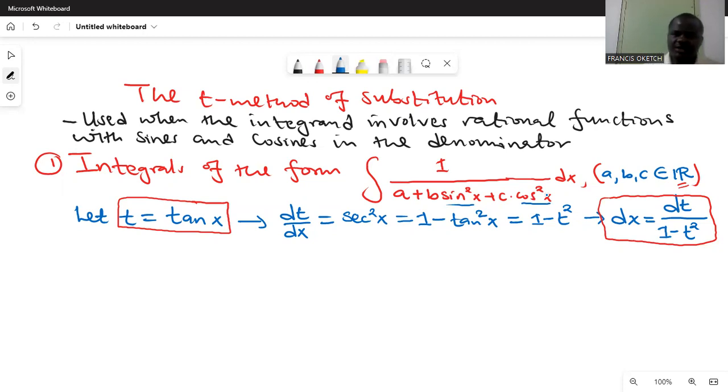So to get sine x and cos x, I am going to use SOHCAHTOA. SOHCAHTOA will give you the ratios. If it is sine, it is opposite over hypotenuse. Cosine is adjacent over hypotenuse. And tangent is opposite over adjacent. So let me come up with a triangle, a right angle triangle of this form.